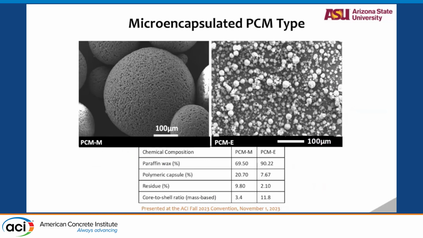For this work, we tried two different types of PCM, which we are calling PCM-M and PCM-E. Both are paraffin wax based PCMs with different constituents. One has a higher paraffin wax content, while the other has a lower content with other things. PCM-M is an agglomeration of the PCM. Generally the size of a particle is in the range of 10 micrometers, but they agglomerate to around 20 to 300 micrometers, while PCM-E is in the range of 7 micrometers.